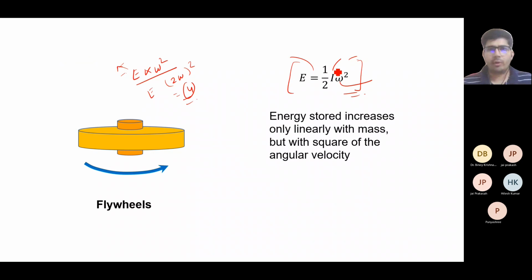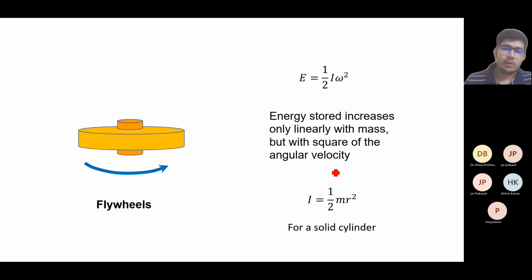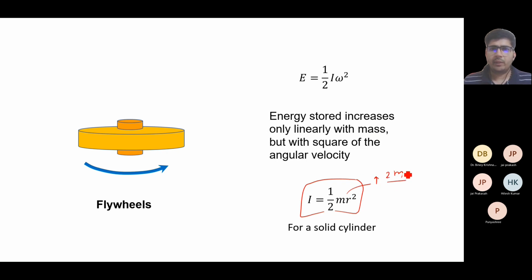Because I is the moment of inertia and it is in the form of mr square. So I is connected with the m. If you increase the mass, that linearly depends on the energy. For a solid cylinder, I is half mr square. So if you double the mass, like m becomes 2m, then the energy stored will become twice. So it's linearly depending on the mass, but on the square of angular velocity. So this formula is very important. It can be used for numericals.